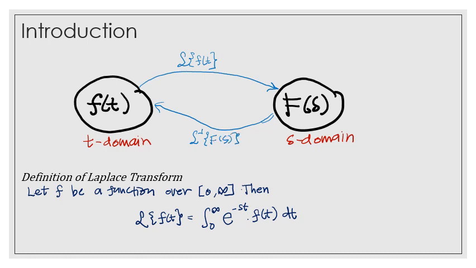When we find the Laplace transform, we use small f(t). When we want to find the inverse Laplace transform, we use capital F(s). So what is the definition of the Laplace transform? Let f be a function over 0 to infinity. Then the Laplace transform of f(t) is given by the integration from 0 to infinity of e to the minus st multiplied with that particular function dt.